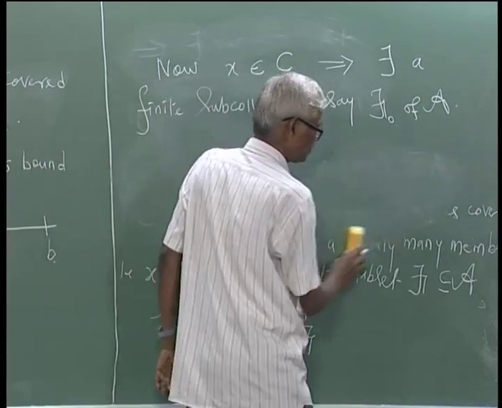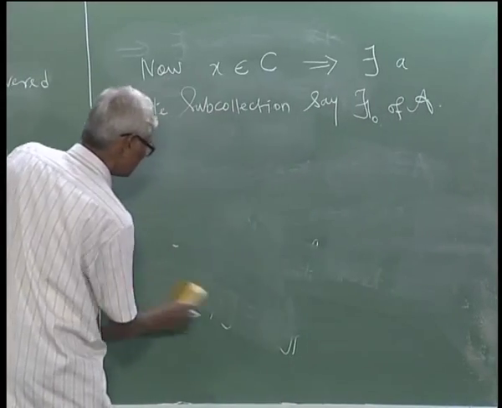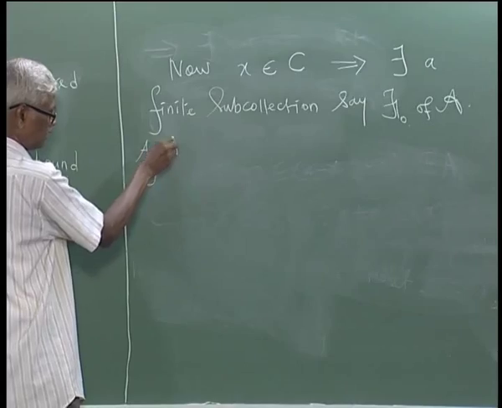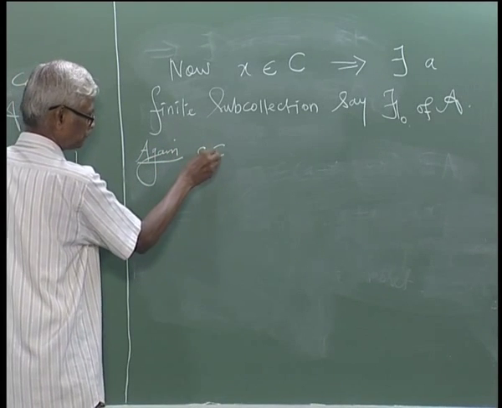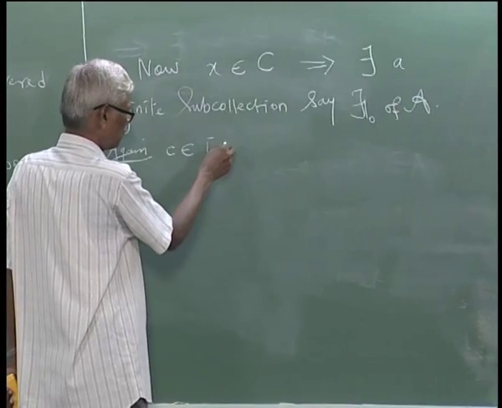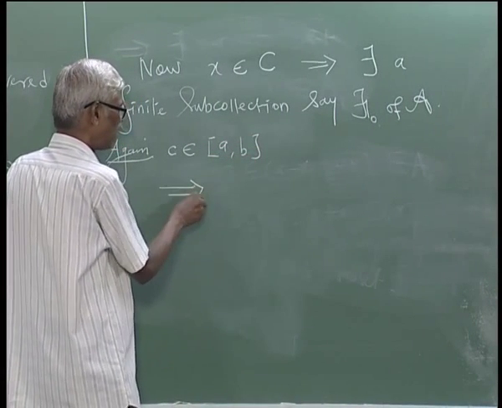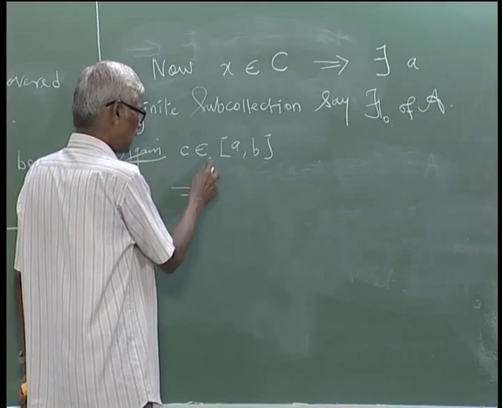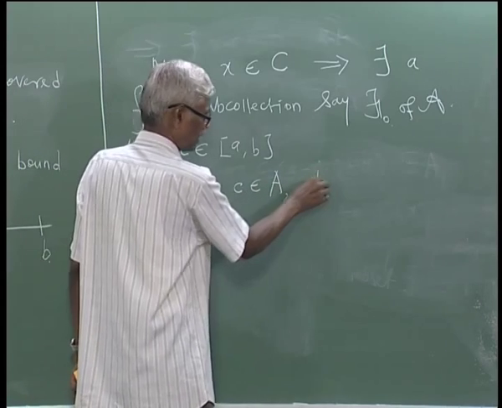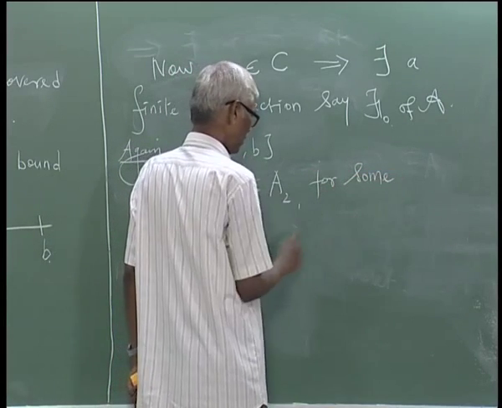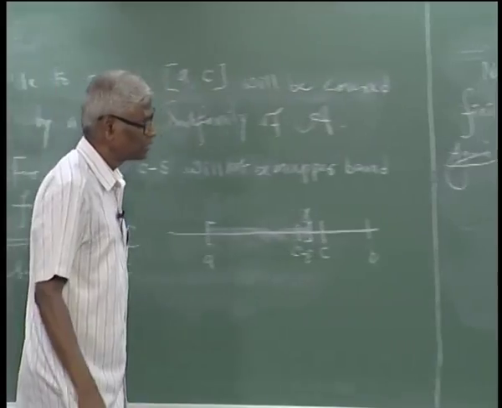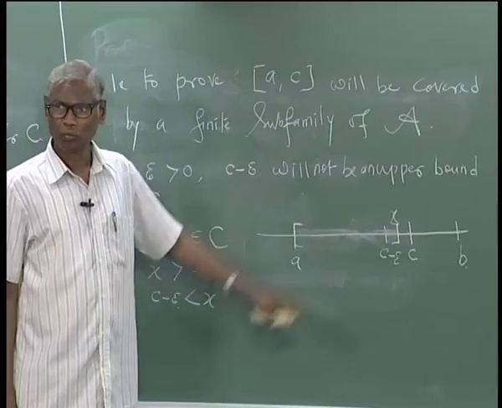So, now again, this c belongs to the closed interval a comma b, which implies there exists some A2 belonging to script A such that c belongs to A2. Correct? c belongs to A2, and A2 is an open set.